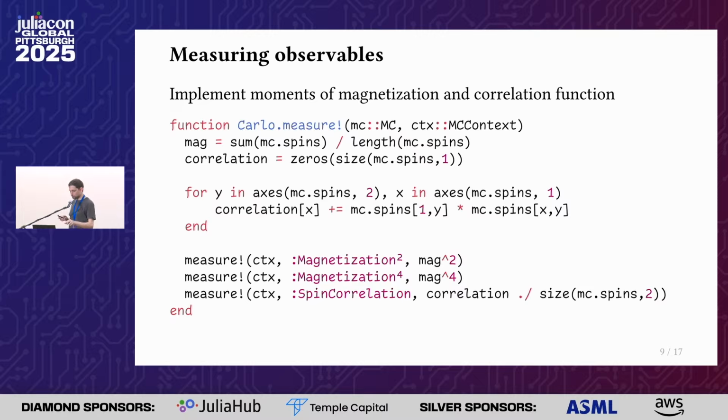And lastly, we need to take these things we calculated and call this function measure on the context, and that will save one sample in the time series, basically. So we were interested in the second and fourth moment of the magnetization, and the spin correlation. One note here: these observables can be either scalars like the magnetization moments here, but they can also be vectors or arbitrarily shaped arrays like the correlation function.